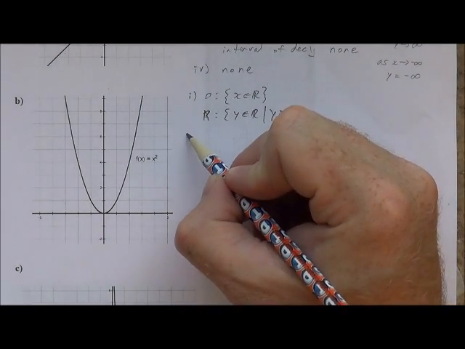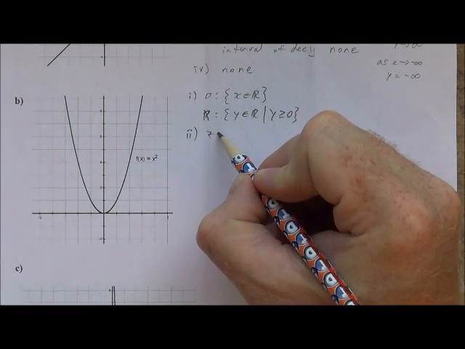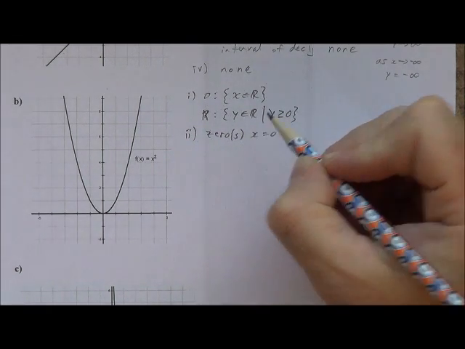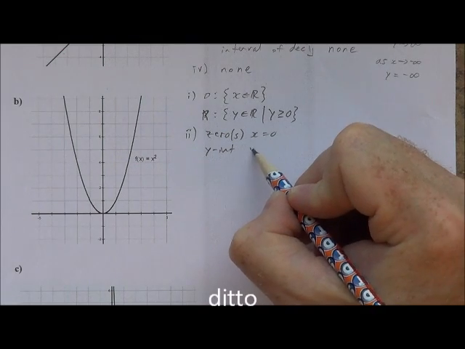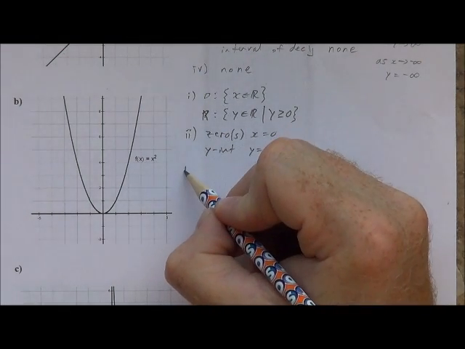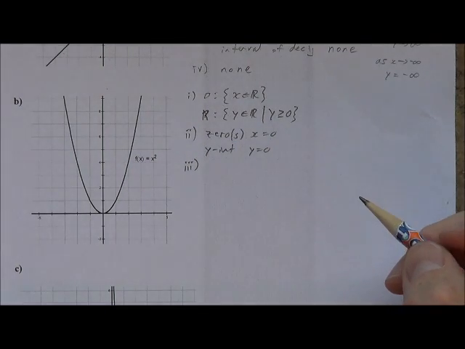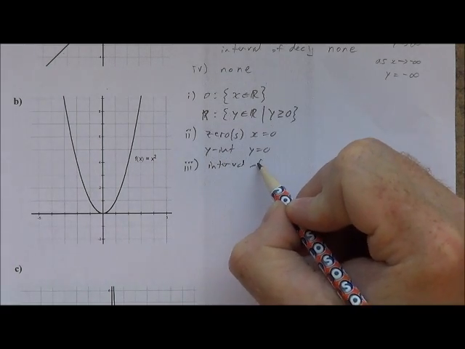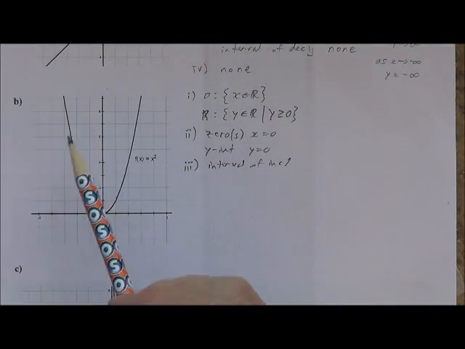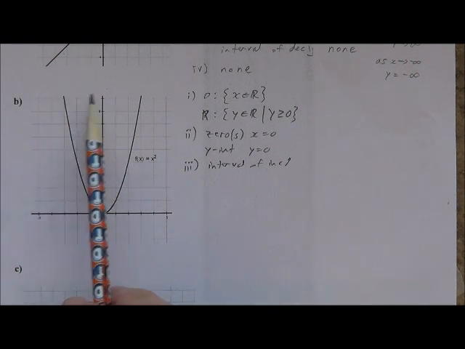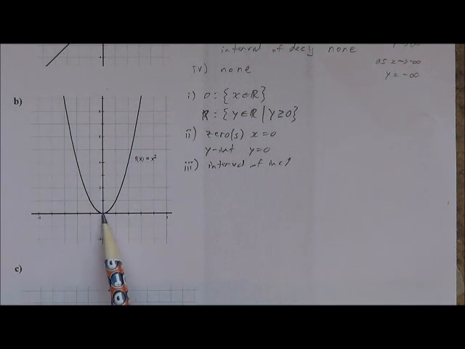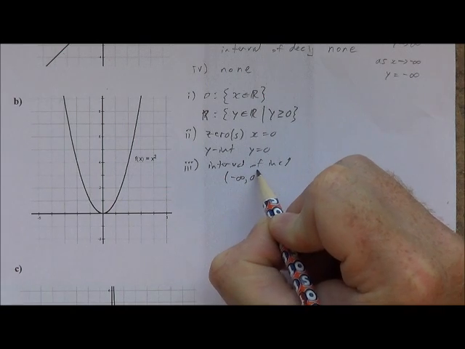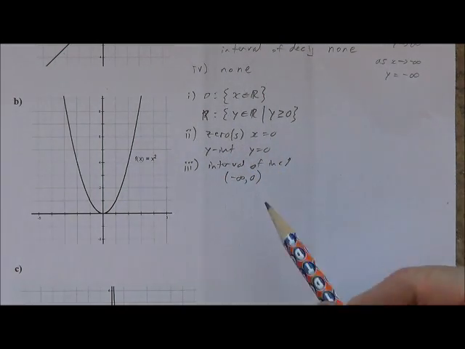We'll take a look at the zeros and y-intercepts. Okay, so the zero in this case, x equals 0, and the y-intercept, y equals 0. If we look at then part 3, which is intervals of increase and decrease, we look to see, as we travel along the curve from left to right, that the graph is decreasing at first, and then it starts increasing. So from negative infinity to almost 0, it's decreasing.